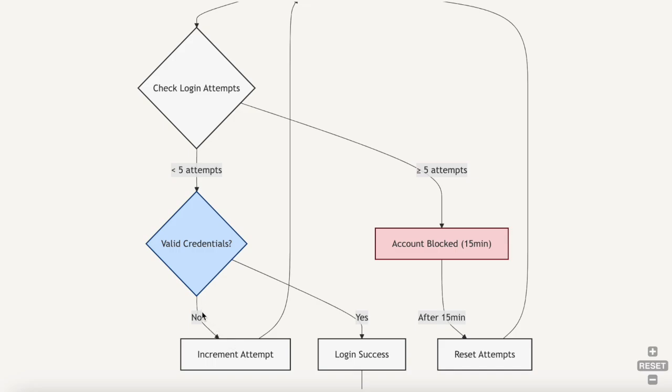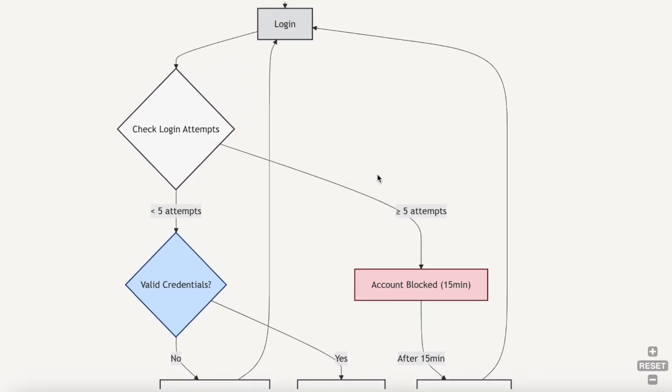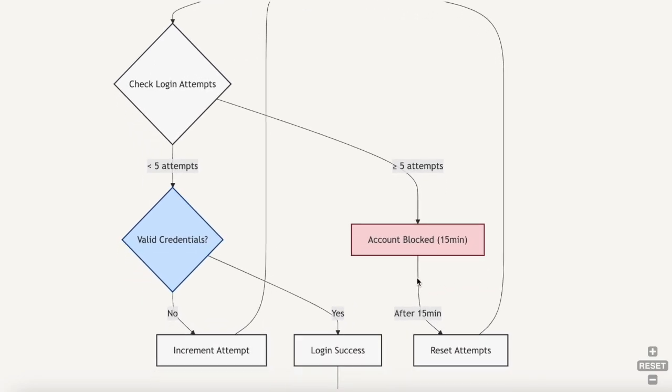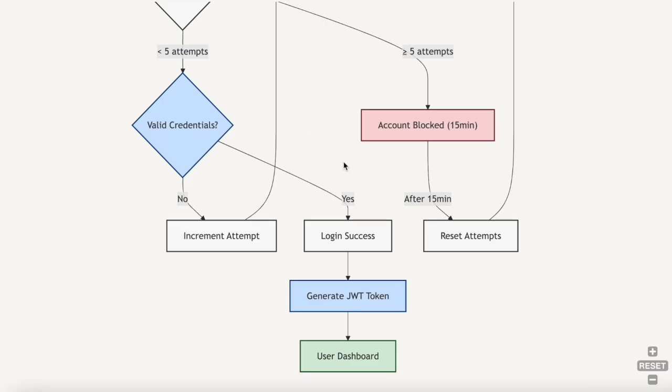If wrong credentials, we increment the attempt counter. If they reach 5 failed attempts, the account is automatically blocked for 15 minutes. This prevents brute force attacks, and after 15 minutes, the attempt counter automatically resets. So let's move to VS Code and implement all of these.